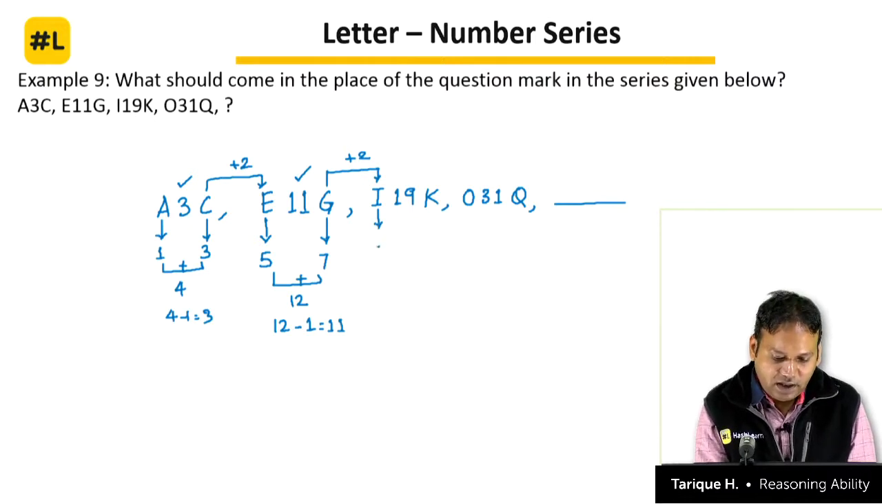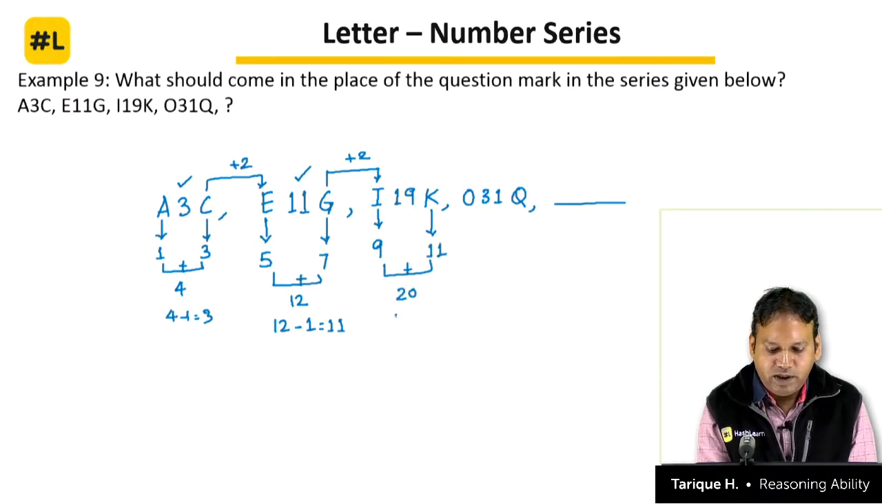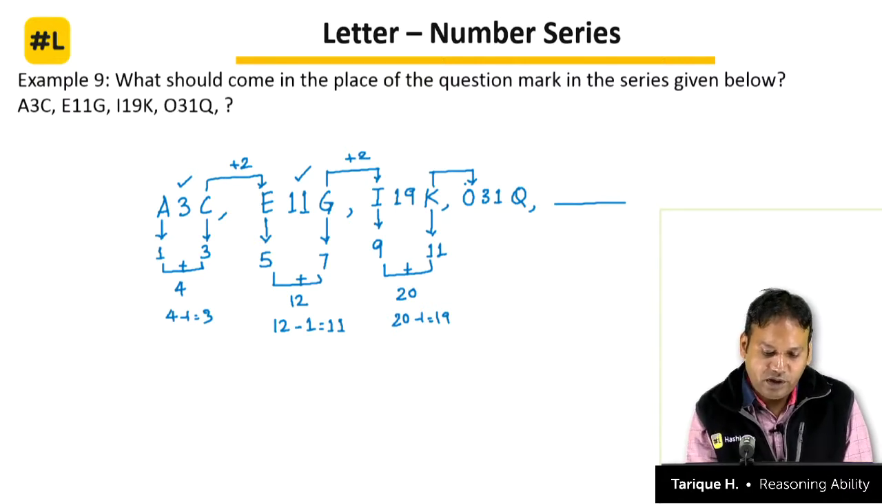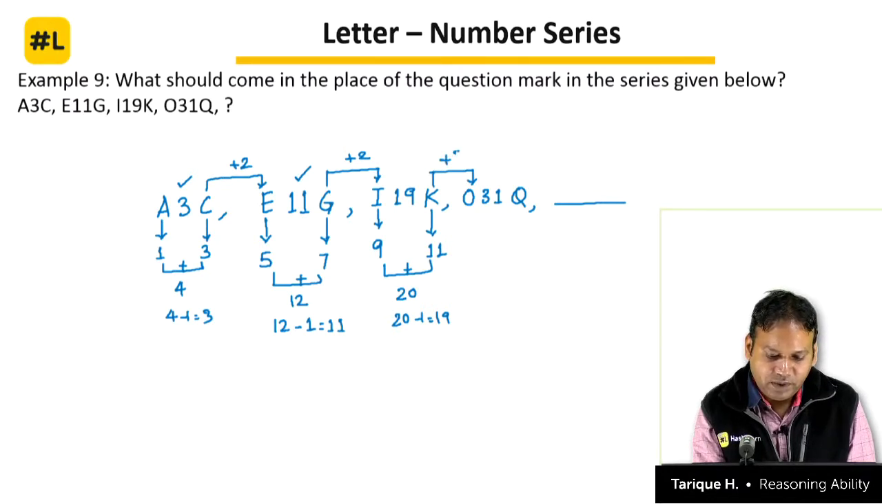And we know that I is the 9th letter and K is the 11th letter, and we know that 9 plus 11 is 20, and 20 minus 1 is 19. L M N, so we are going 3 forward now. So we are going plus 2, plus 2, and now plus 3.